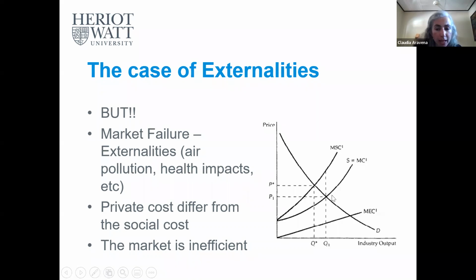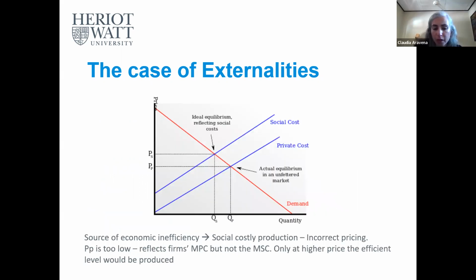And then you see the first equilibrium, which is okay, considering externality. However, to make this market efficient, we need to work at P star and Q star with a lower quantity. So the market is producing too many of the goods, and they have a lower price, while the price should be P asterisk and Q asterisk. So we have an inefficiency in the market, and this is the market failure. So the source of this economic inefficiency is the social cost of producing, which is incorrectly priced. Only at this higher price, the PS, is where the efficient level would be produced.